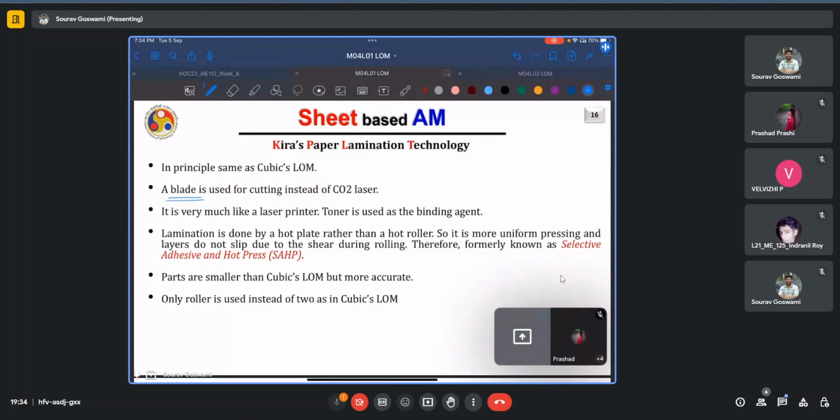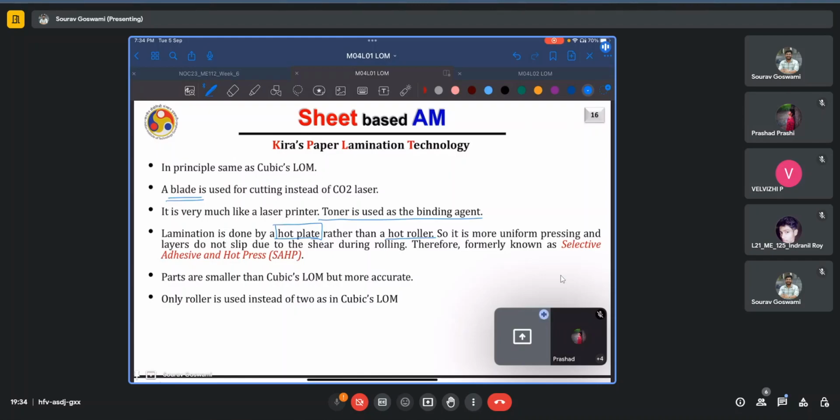In this case, the toner rather than thermally activated glue is used as the binding agent. And another primary difference is that in the earlier case we had a laminating roller or a hot roller, but here we have a hot plate. This hot plate makes the process faster because I am bonding the entire region at once. Also, it has several other advantages, such as it removes the bubbles and voids to a large extent. Also, it minimizes the internal strains.